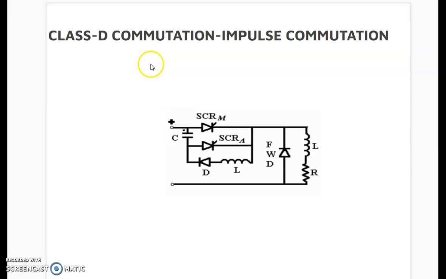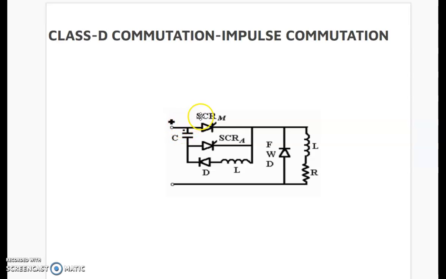So next is class D commutation or impulse commutation. This is the circuit diagram of class D commutator. There is a DC supply voltage given, and we have a main SCR and an auxiliary SCR. When a gate pulse is given to the main SCR, it starts to conduct. Current flows from the positive end to the main SCR, then flows via the load, then comes back to the negative end. In the same way, the current will flow via the main SCR, come to the inductor, then go to the diode. You can see here the diode is also forward biased, then it charges the capacitor. So the plus will be on this side and minus will be on the top side.